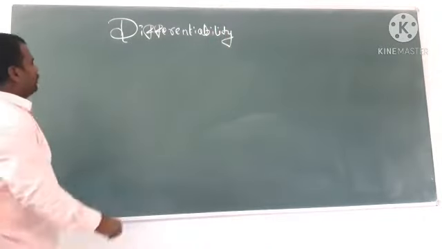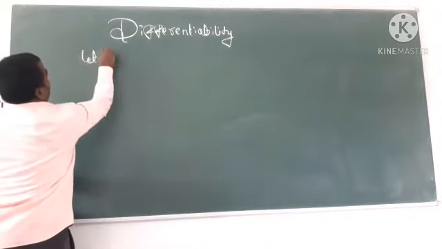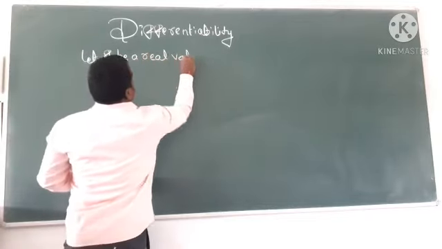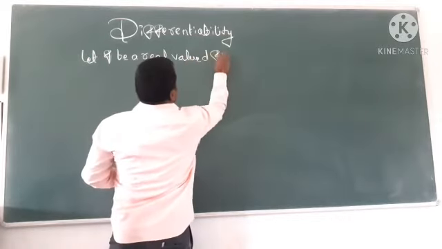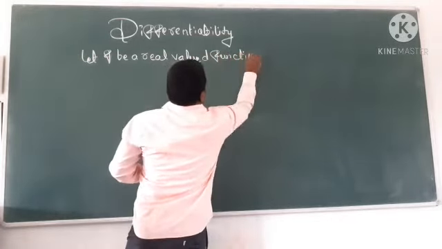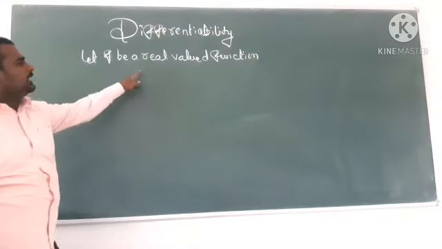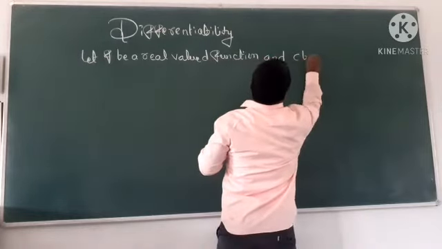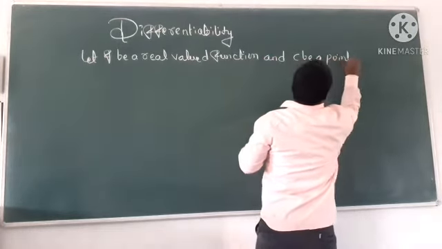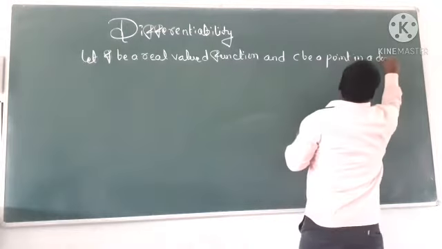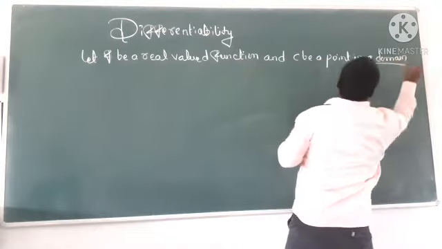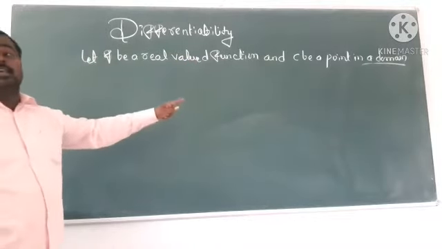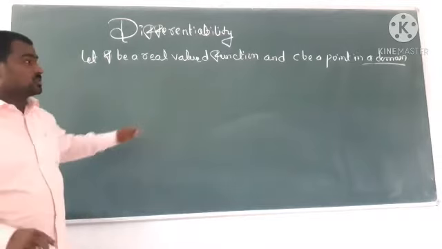Let f be a real valued function and c be a point in the domain. Most important is this word: it must exist in the domain. They ask this in CET and in your annual one-mark questions.